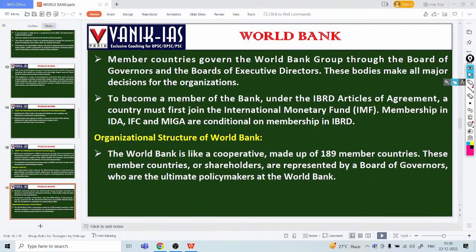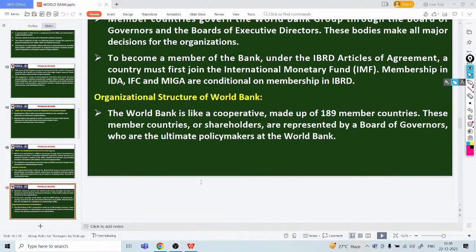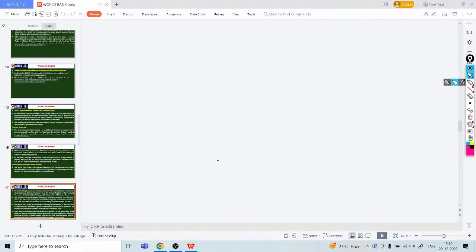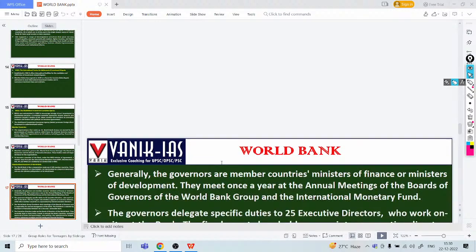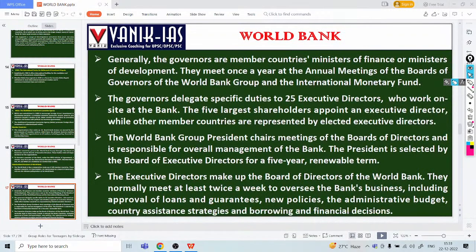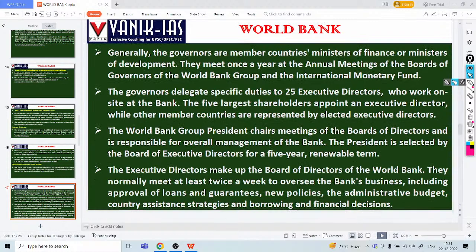The World Bank is like a cooperative made up of 189 member countries. These member countries, or shareholders, are represented by a Board of Governors, who are the ultimate policy makers at the World Bank. Fine. So it's like a cooperative, because it is a global financial institution created for providing financial support. There are many members, so members should get representation. Generally, the governors are member countries' ministers of finance or ministers of development. They meet once a year at the annual meeting of the Board of Governors of the World Bank Group and the International Monetary Fund. So from India, the finance minister attends.